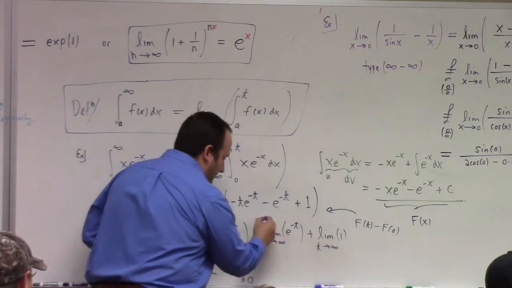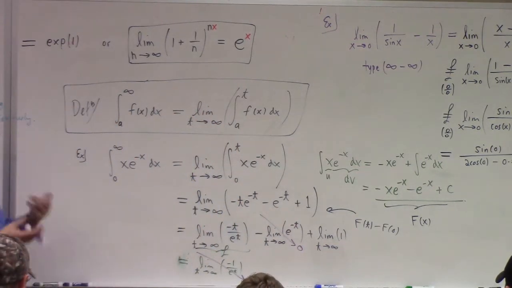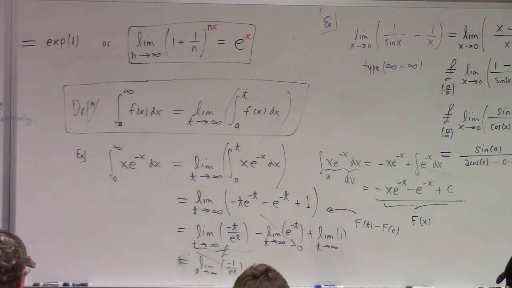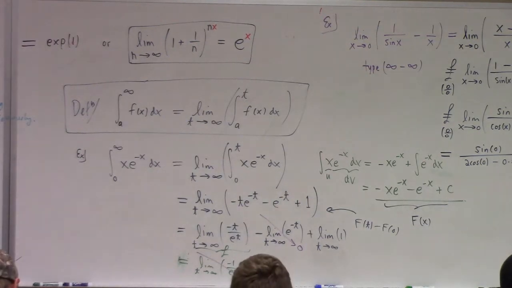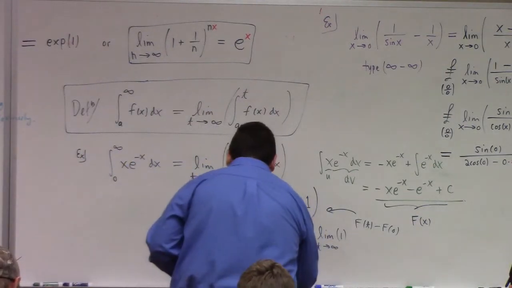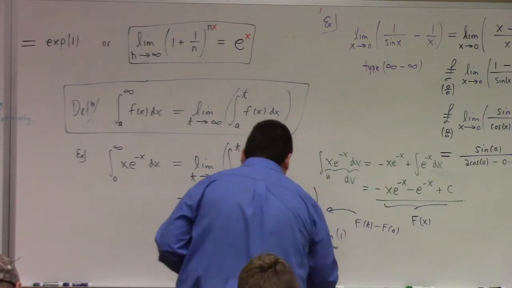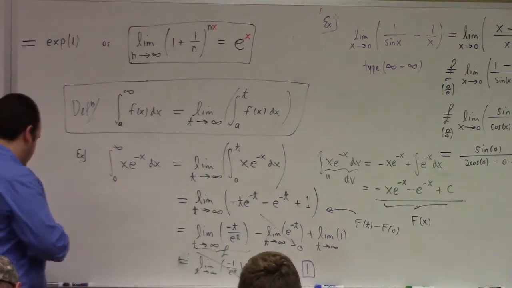This, of course, is also 0, because e to the minus t is like 1 over e to the t. As t goes to infinity, it's 1 over a very large number. However you want to look at it, that's a basic limit. It's 0. What's the limit of 1? 1. Okay. So, in short, the answer is 1. Which is really interesting, right?